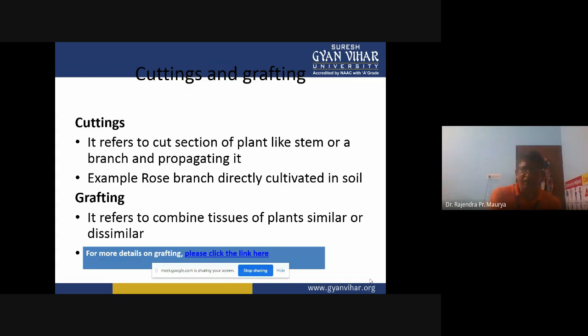So various plants we can multiply by stem cuttings. Good examples are bougainvillea, roses, jasminum, hibiscus, nerium, tabernaemontana, etc. Various plants we can multiply.